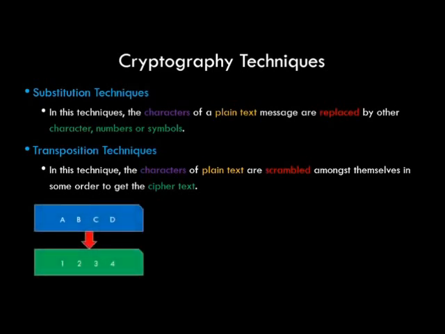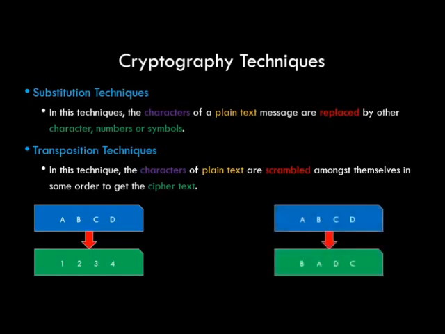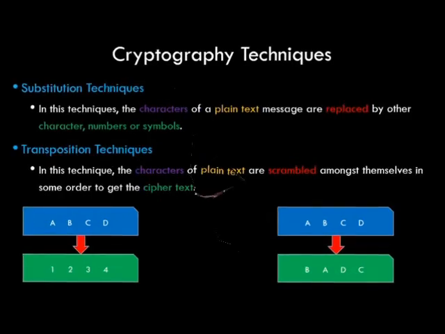For example, in this case, the characters A, B, C, D are replaced with the numbers 1, 2, 3, 4. So this is encryption by substitution, as those characters are replaced by symbols or other numbers. Let's take an example of the transposition technique. Here the characters A, B, C, D are swapped and you get the cipher B, A, D, C. So the consecutive positions AB are swapped to BA and CD swapped to DC. I hope you can understand.